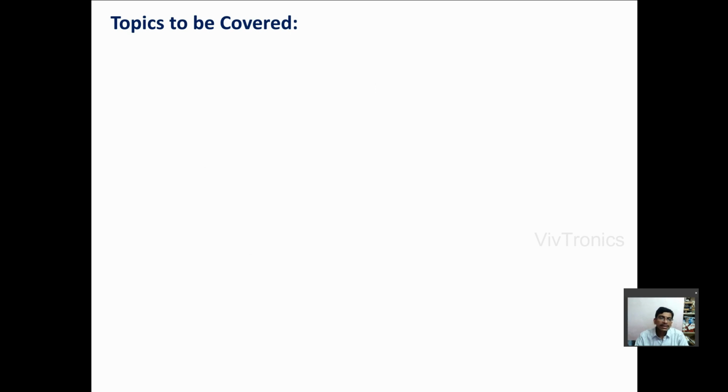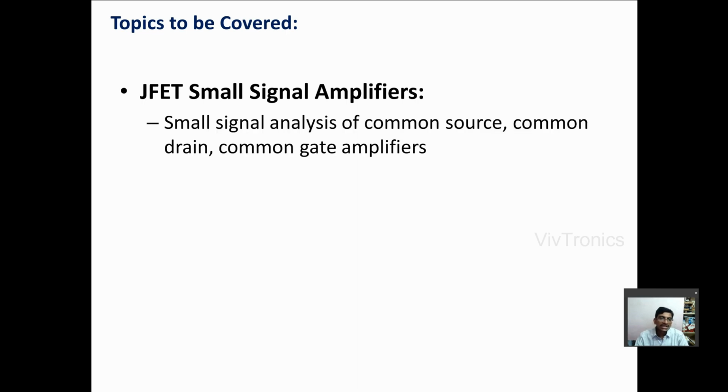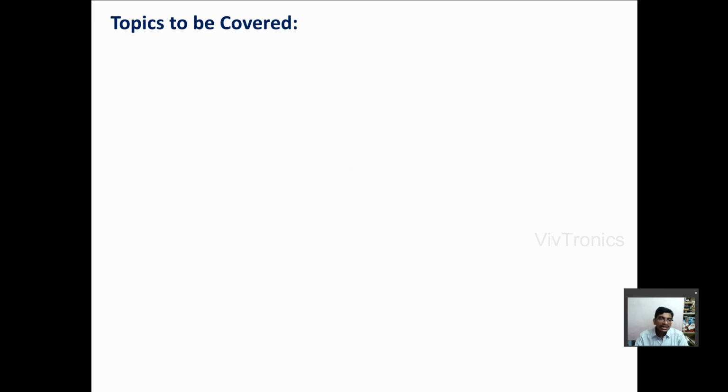And in the second part of our unit number 1, we are going to deal with the JFET small signal amplifiers. So here the small signal analysis of common source, common drain and common gate amplifiers we are going to see, and JFET as a voltage variable resistor also we are going to see in the second part. And in the third part of unit number 1, we are going to deal with the BJTs.